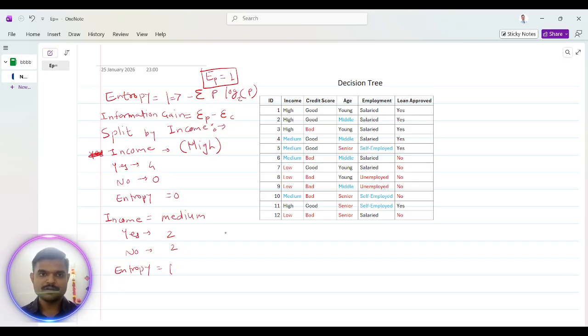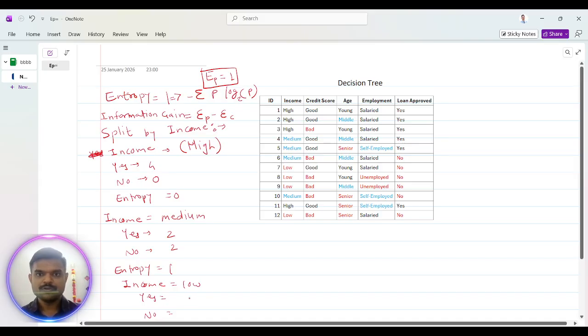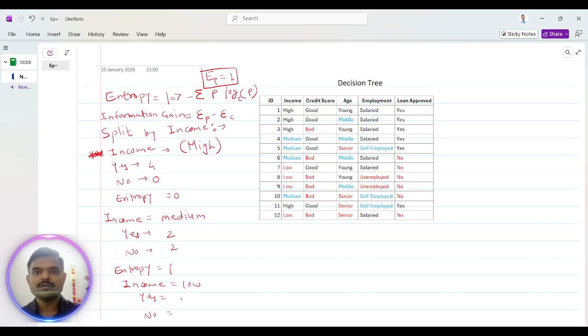Now here we will see if income is low, then yes and no. Yes are 0 and no are 4. 0, 4. So entropy is equal to 1. Sorry, entropy is equal to 0 because all are the same. This is about the income section, right?